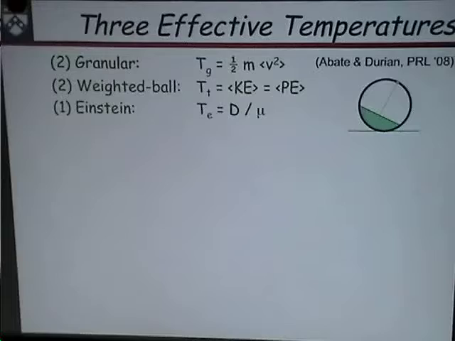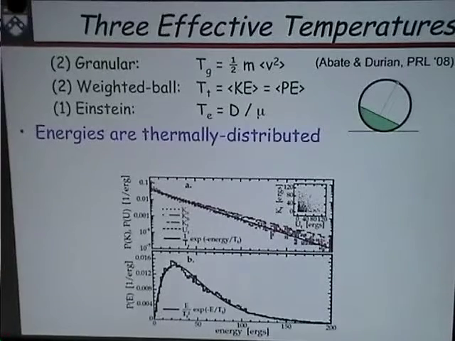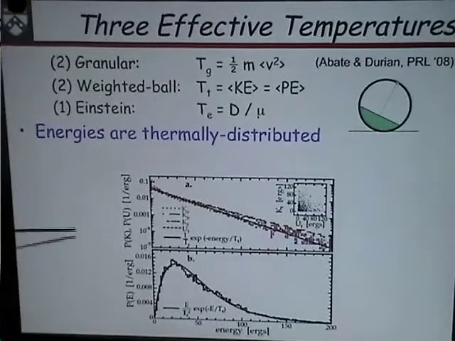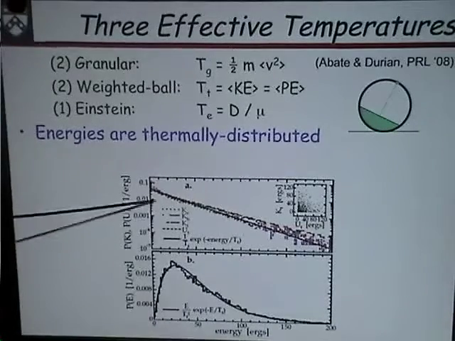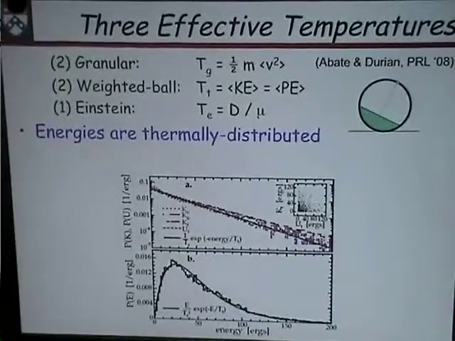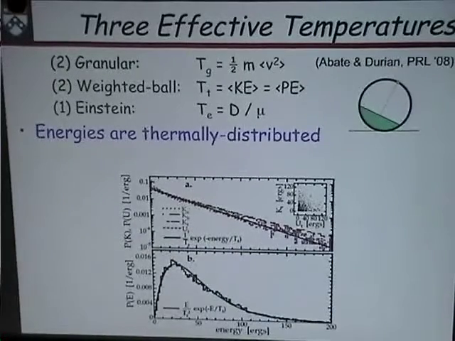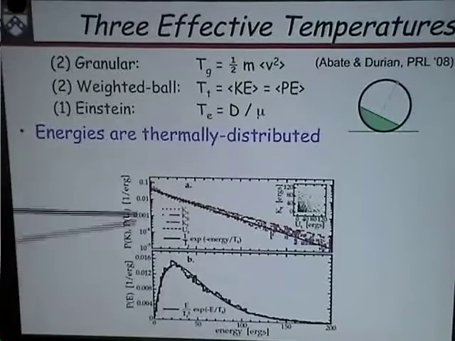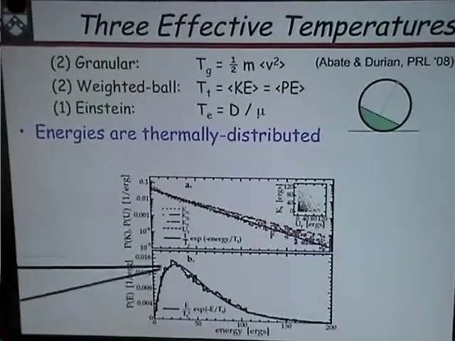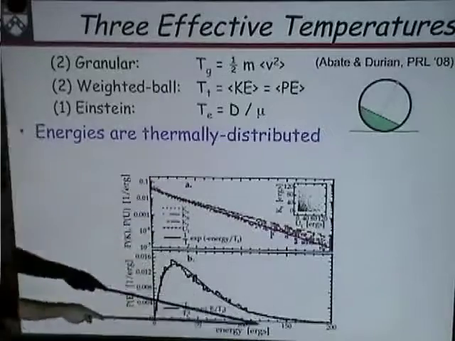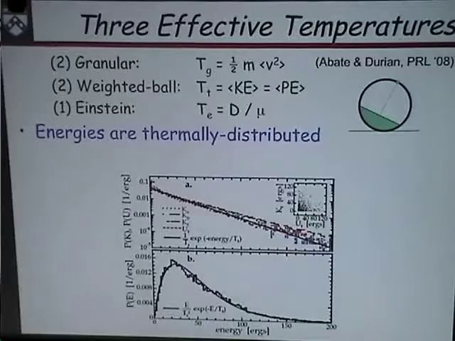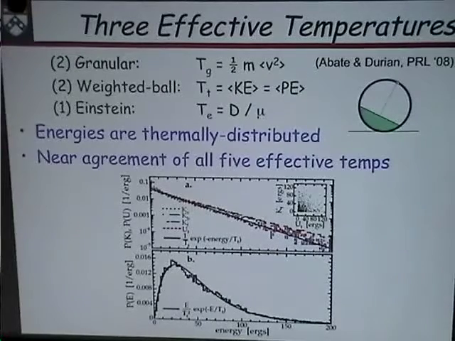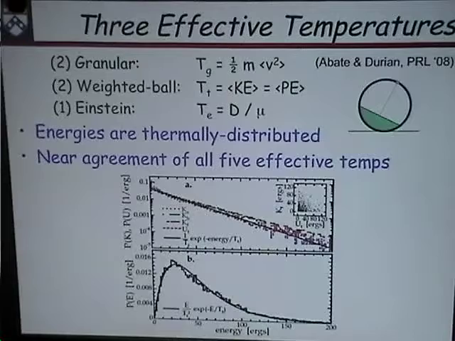The cool thing is if you don't just measure the averages, you measure the distributions, you find that they're thermally distributed. So here are the probabilities of finding kinetic and potential energies for these different thermometers, and look at that. Log-linear plot, it's a straight line. It's a Boltzmann distribution. And they all agree. The total energy distribution for the harmonic oscillator looks like it ought to. So they're all thermally distributed. And actually the 5 different effective temperatures are in pretty darn good agreement. So we can take the notion of effective temperature seriously.